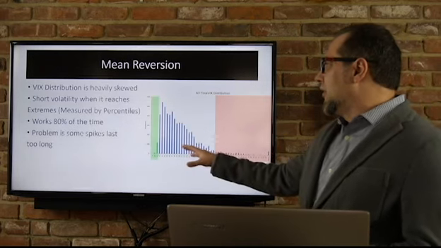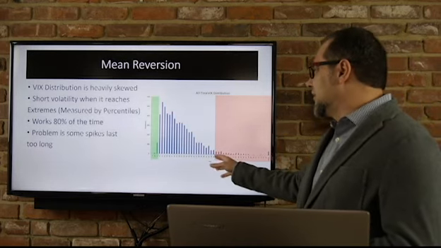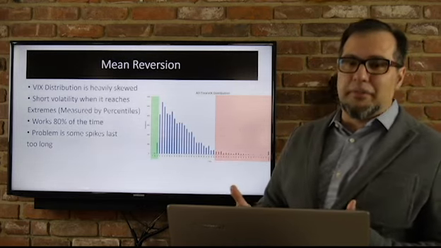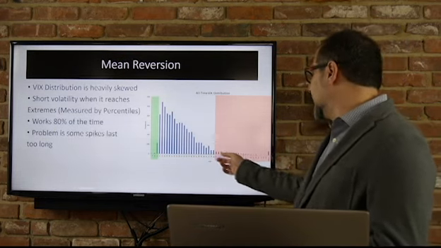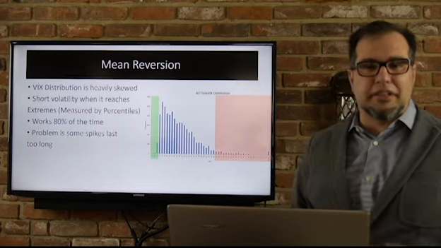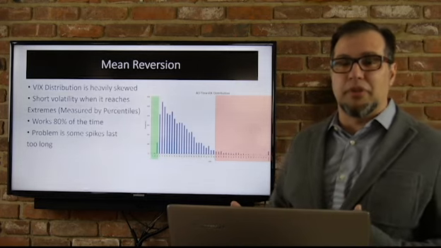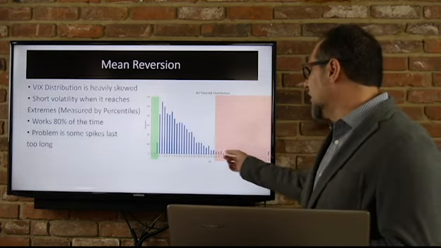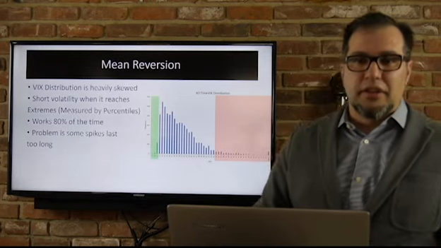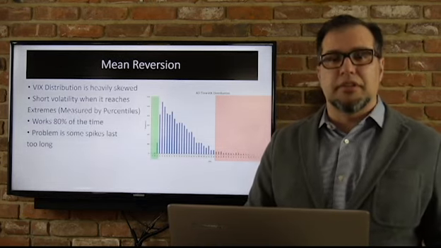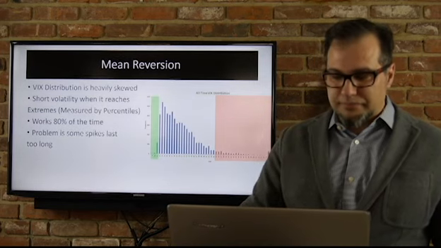The only problem with using this indicator is that sometimes, again, it works 80% of the time, as we discussed. Sometimes the VIX can spike even higher, and that can be a really big problem if you're holding XIV. So usually you have to wait until the values start to decline before you enter a short volatility position or enter the S&P 500.